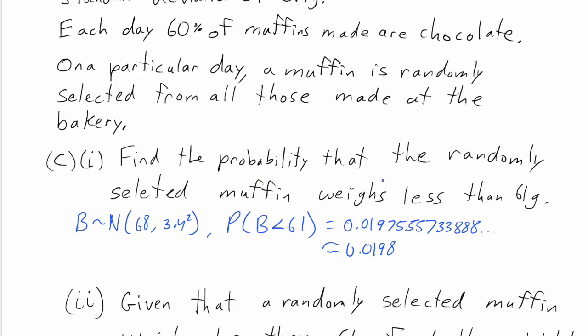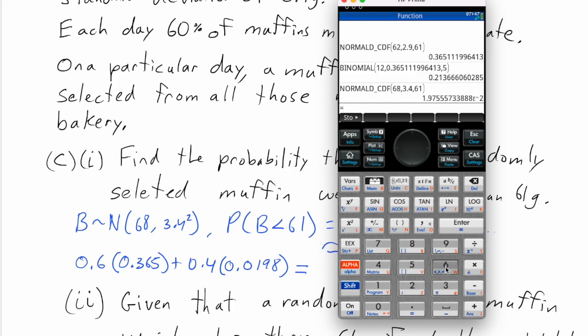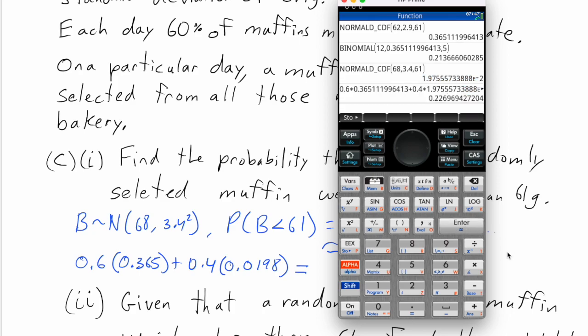So we want to find the probability that, in general, randomly selecting a muffin from the entire group of muffins, it is less than 61. Well, there's a 60% chance it's chocolate. So we take 0.6 and multiply it by our answer from part A, 0.365, and then we add it to the 40% chance of getting a banana muffin, multiplied by the probability that a banana muffin is less than 61 grams. And of course use the exact amounts on your calculator. So we're going to do 0.6 times the answer up here, plus 0.4 times this answer we just got, and you get 0.227.